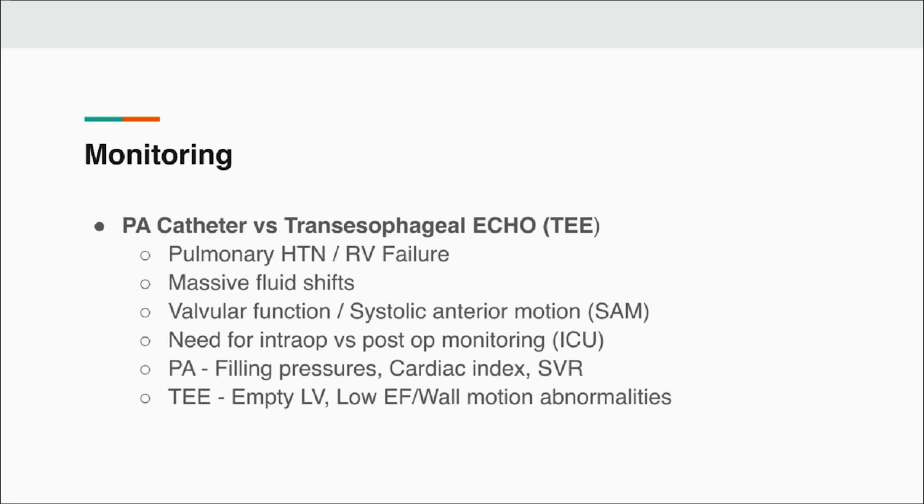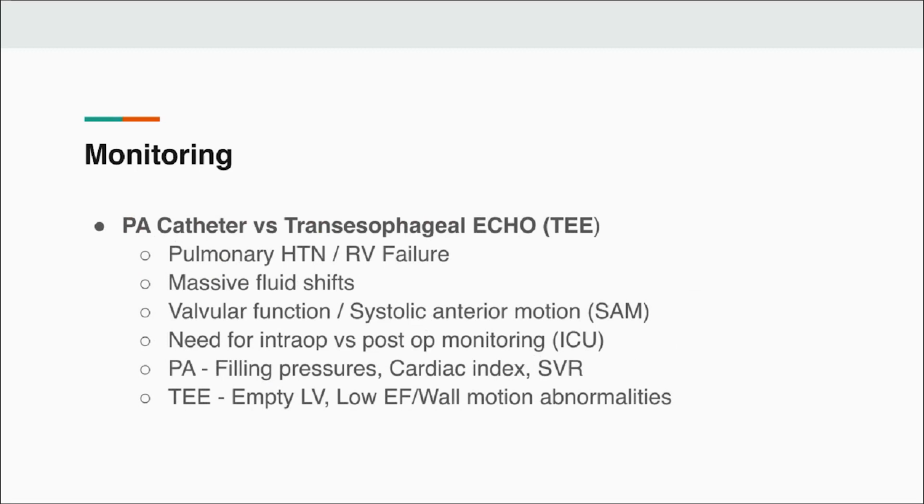Some of the reasons we might want a pulmonary artery catheter are if the patient has severe pulmonary hypertension and we need to monitor pressures, or they have some right ventricular dysfunction or failure, and a PA catheter will help us monitor the right side of the patient's heart. Also, if they're having massive fluid shifts or massive loss of blood, it may help us to monitor their filling pressures. And then again, the transesophageal echo can help us the same way.